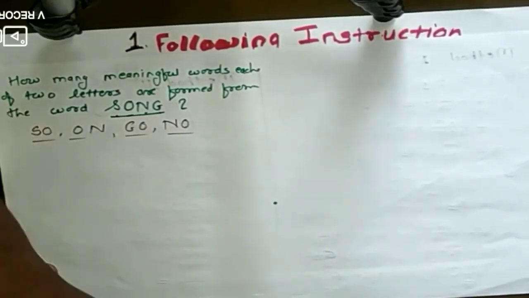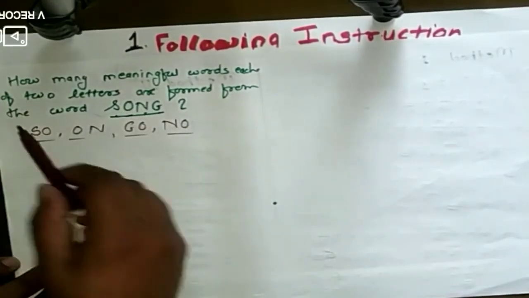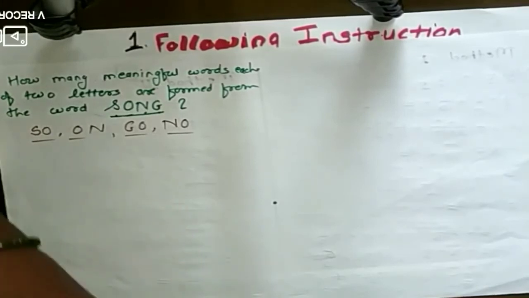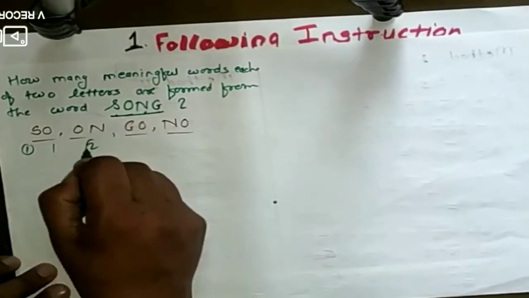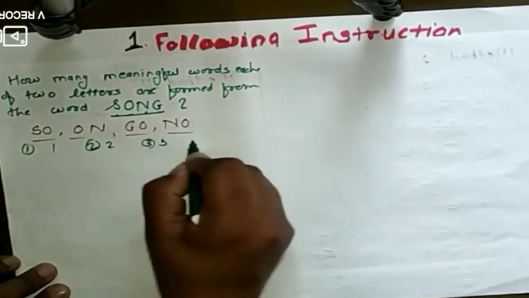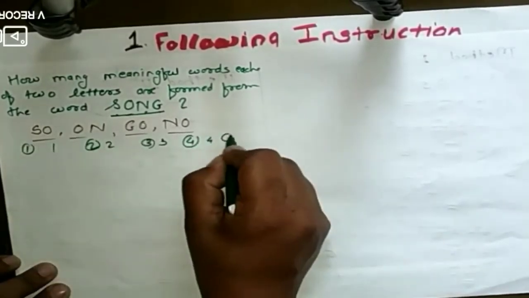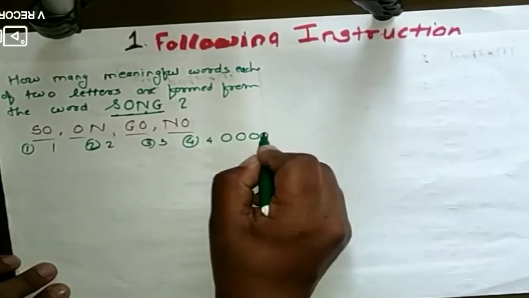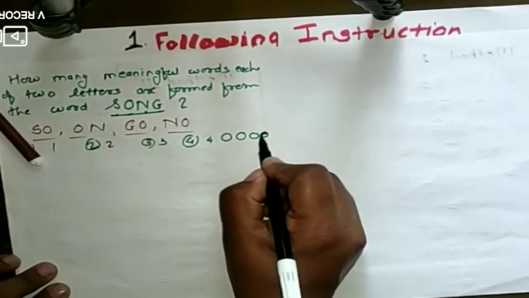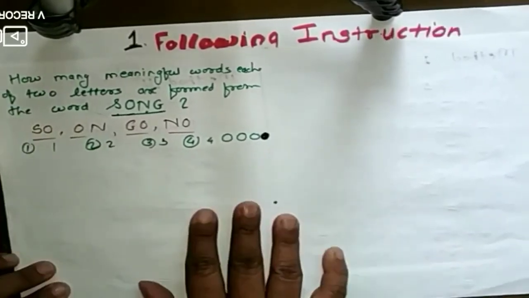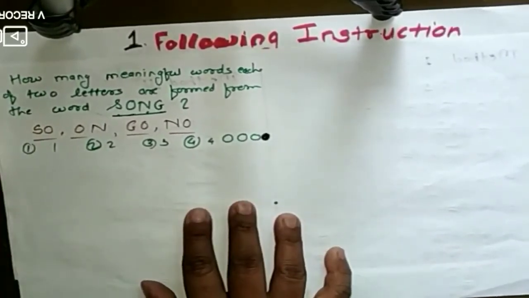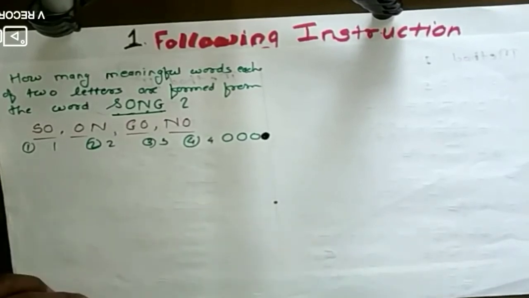So now, how are they giving the options to us? Here they are giving numbers 1, 2, 3 and 4. So which is the correct answer? 4 is the correct answer. You just circle the fourth one. Okay, so these types of questions are also coming for the exam. Next we'll see the next part.